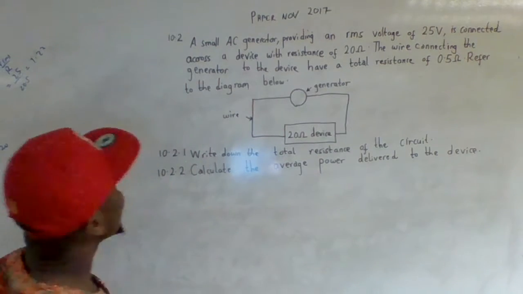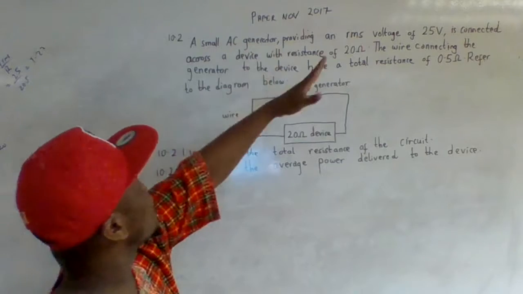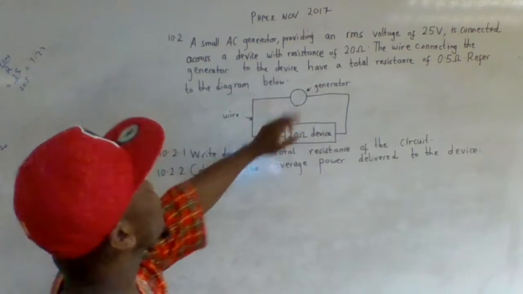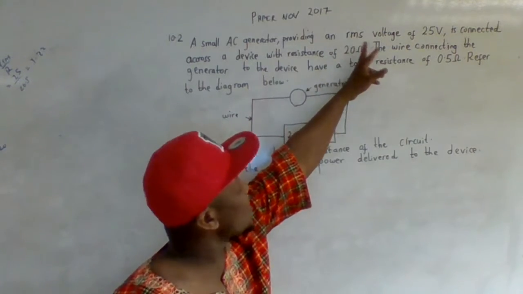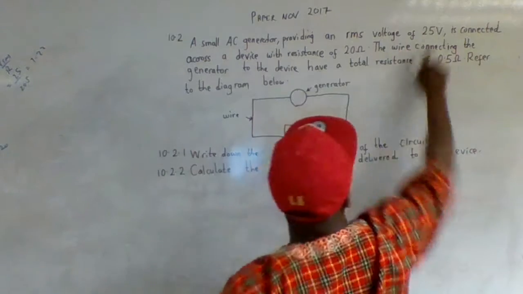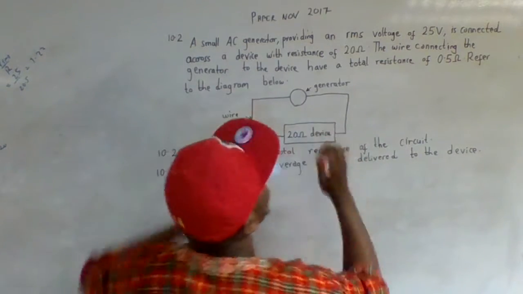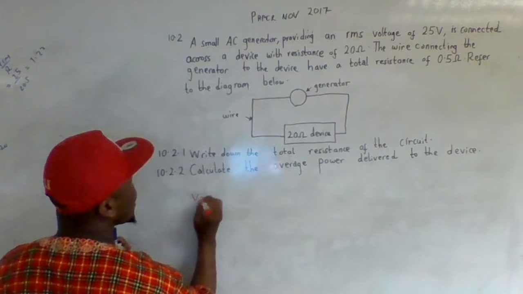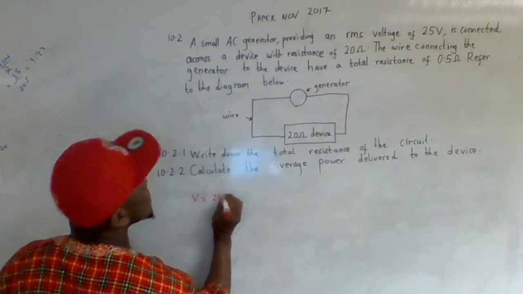So we have a question right here. The question says, this is paper 2017. A small AC generator providing an RMS voltage of 25 V. So it has a voltage of 25, so we can write here V, potential difference, equal to 25 V.